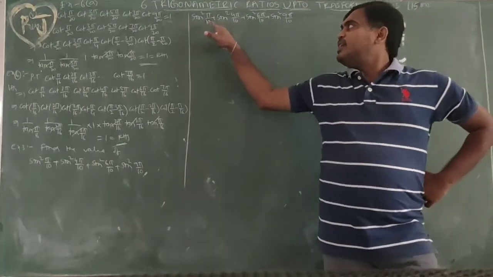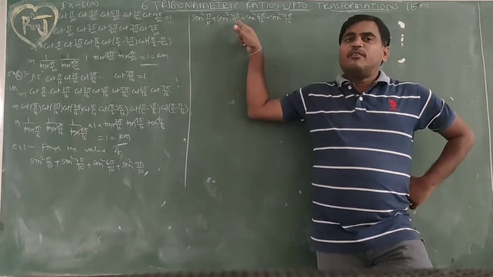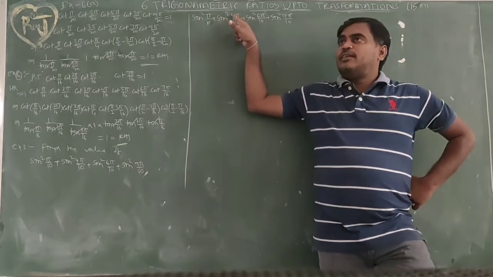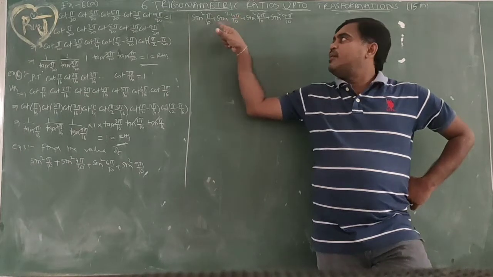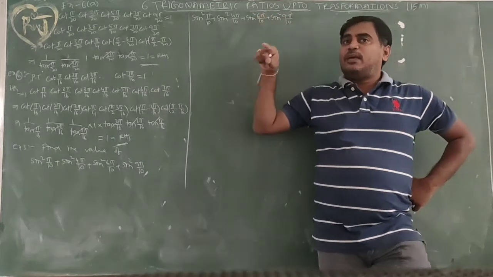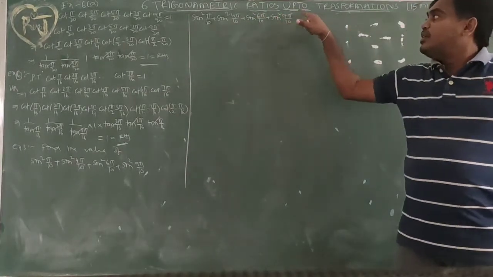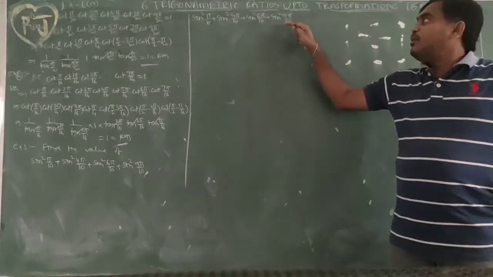So all the denominators are 10. So this is 10, 4. Compare with half of 10, which is 5. 4 is 1 less than 5, so pi by 2 minus pi by 10. 6 is 1 more than half, so pi by 2 plus pi by 10. This one is 1 less than the denominator, not half, so pi minus pi by 10.